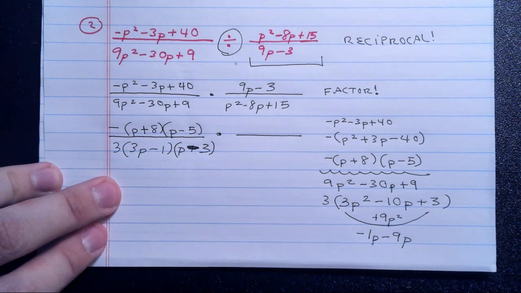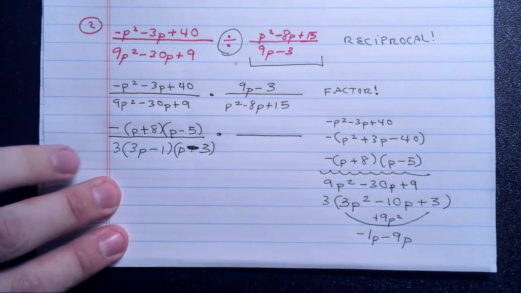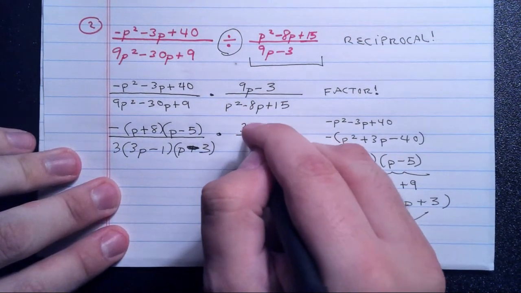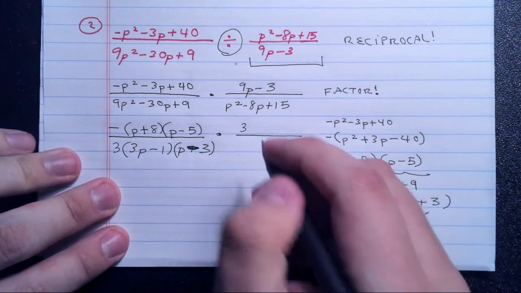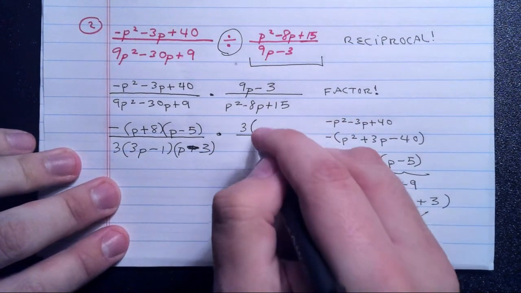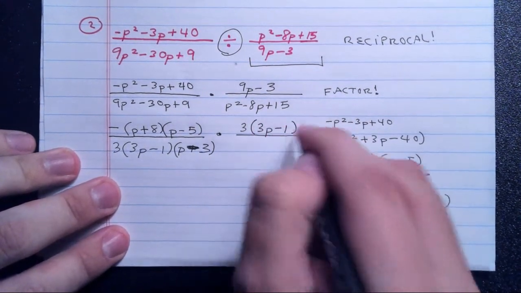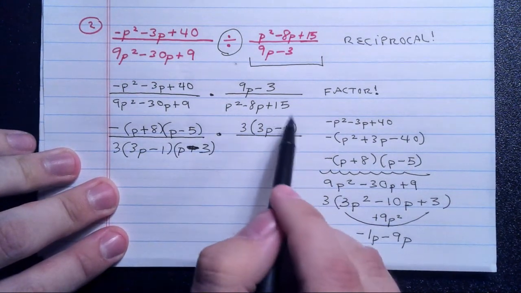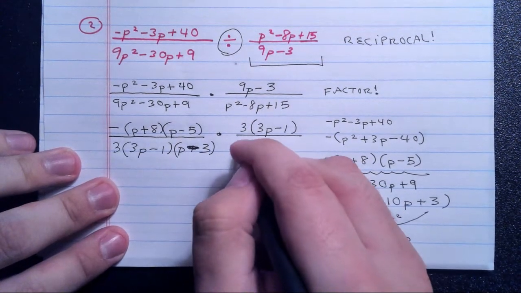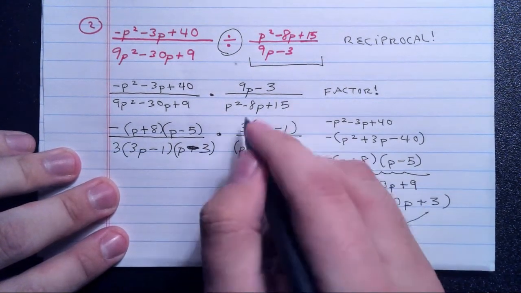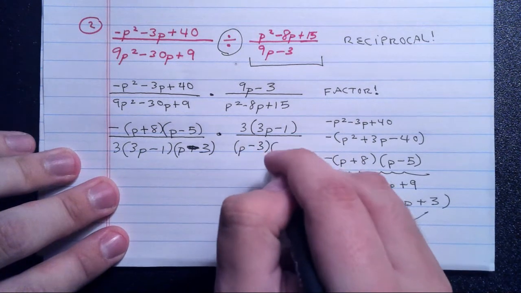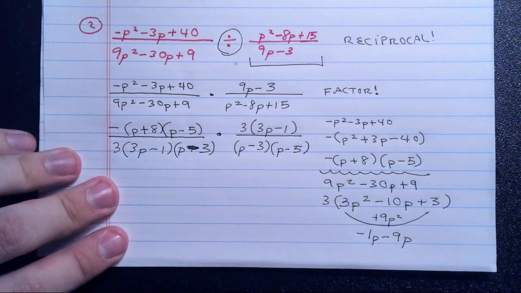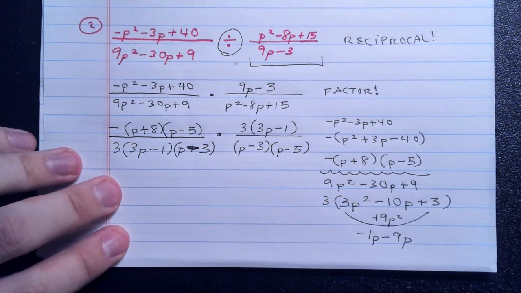Okay? You can do that work on your own. Here I've got 9p minus 3 as this numerator. Well, that has a greatest common factor of 3. If I take that out, I get 3p minus 1. And p squared minus 8p plus 15 has a leading coefficient of 1, so I can factor that easily. The factors of 15 that add to negative 8 are negative 3 and negative 5. Okay. Alright, at this point I've factored everything.